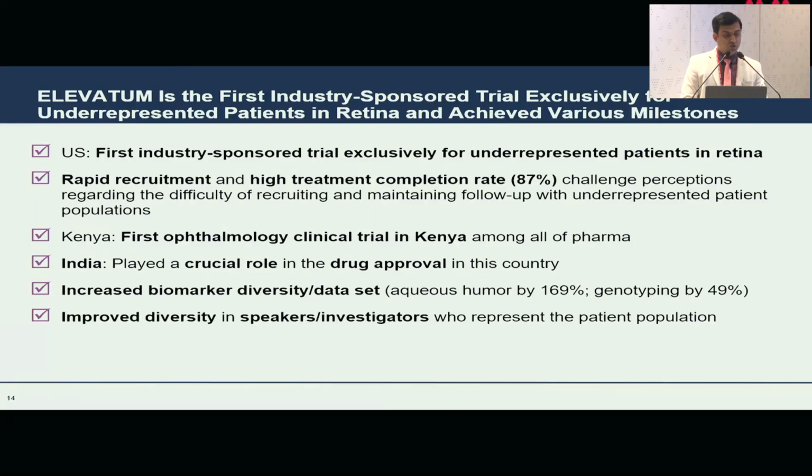So to conclude, I'd like to say that ELEVATUM is the first industry-sponsored trial exclusively for underrepresented patients in retina. The rapid and high treatment completion rate, almost 87%, was one good thing about the study. It was the first ophthalmological clinical trial in Kenya, with increased biomarker diversity in data sets and improved diversity in the investigators who represent the patient population. Thank you very much for the patient listening.